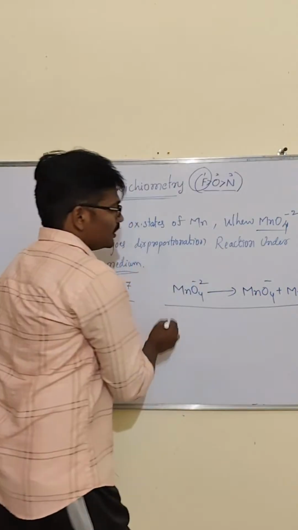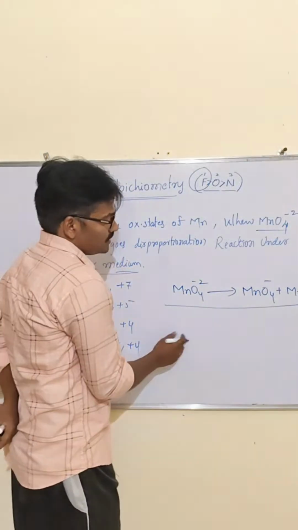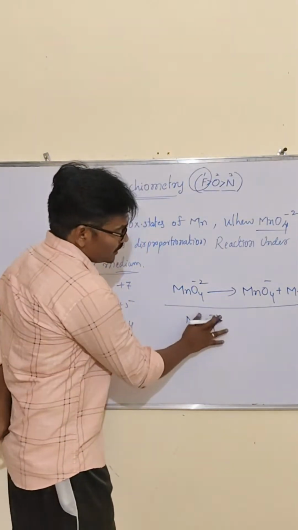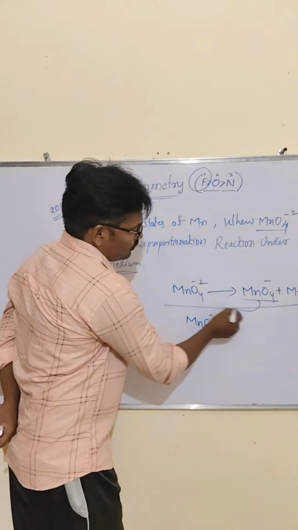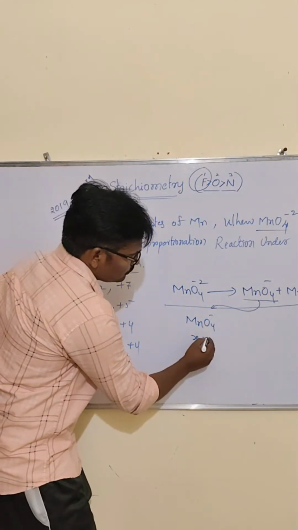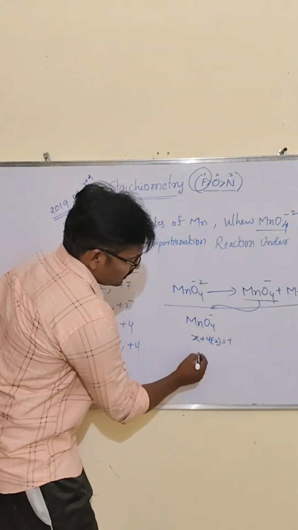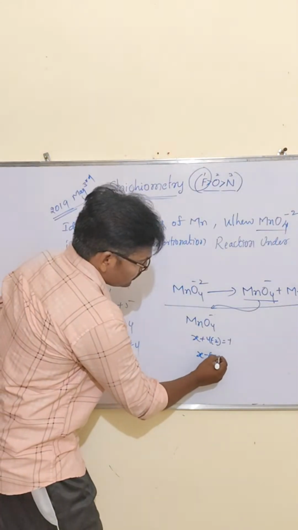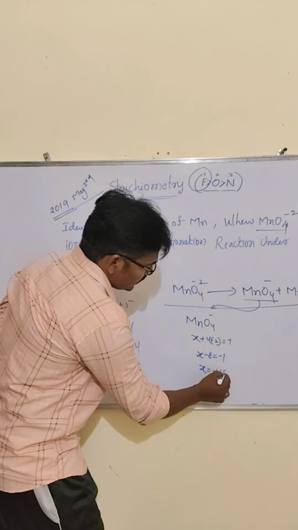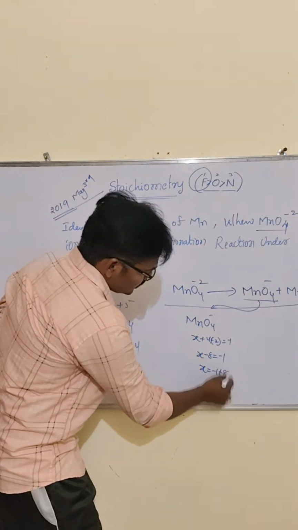It forms like this. So to find out the oxidation state of MnO4 minus, take manganese as x plus 4 into minus 2, then equals to minus 1, right? Then x minus 8 equals to minus 1, x equals to minus 1 plus 8, then you can get plus 7 oxidation state. Clear?